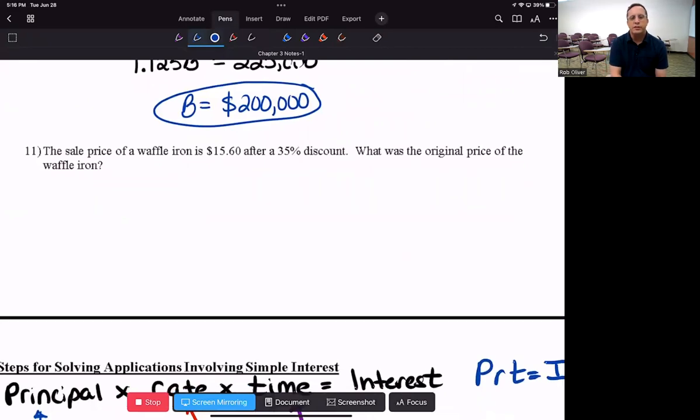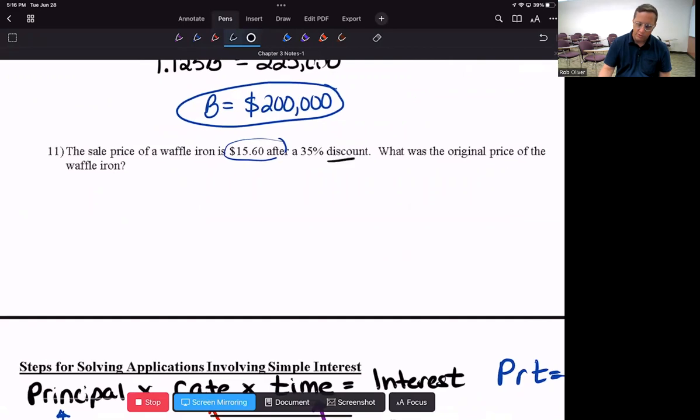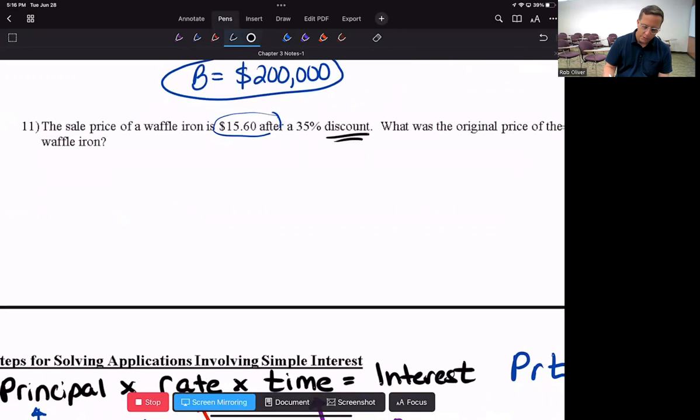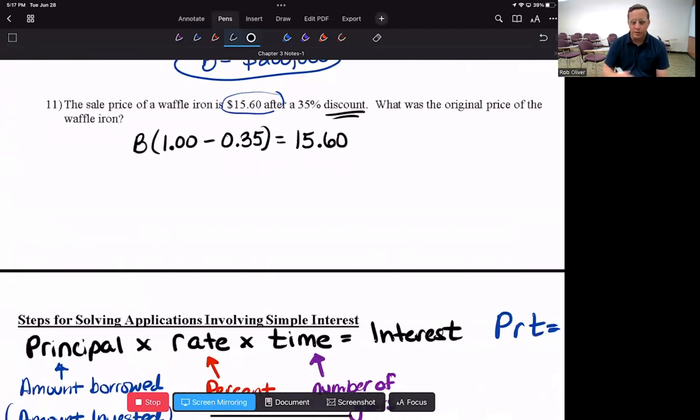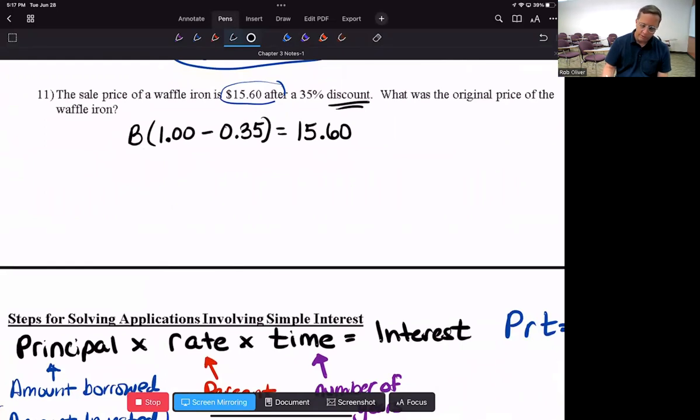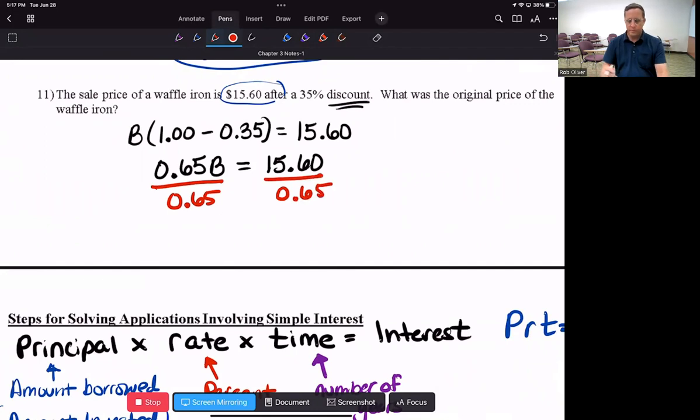All right, the price of a waffle iron is $15.60 after the discount. So this after is telling you that's the part. This is the discount, so this is telling you that it's a decrease. So we're going to do the base. We don't know what it is. And we're going to do 1 minus 35%, and then make that equal to the after price, what it was after the discount. And then 1 minus 0.35 is 0.65. And just divide by 0.65. And then it's $24. There it is.